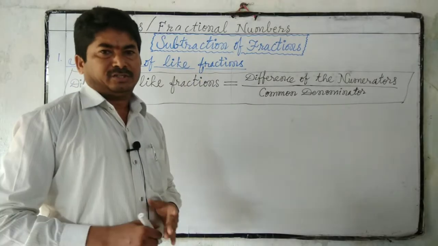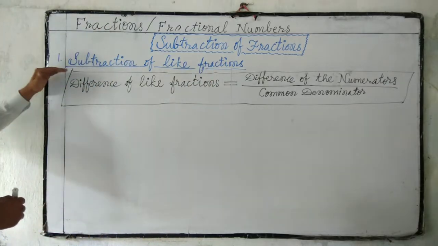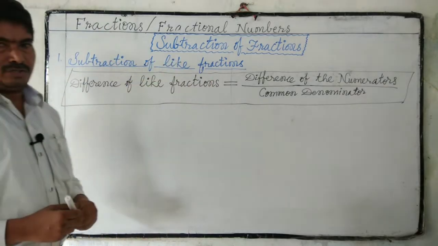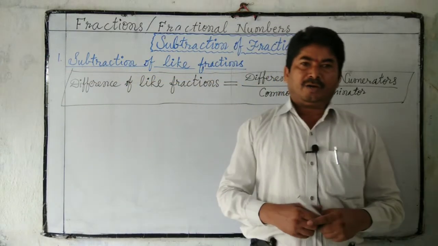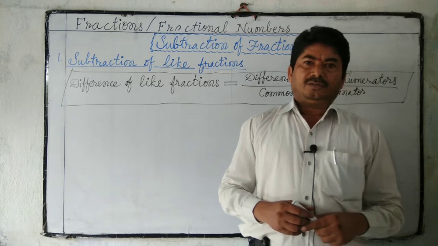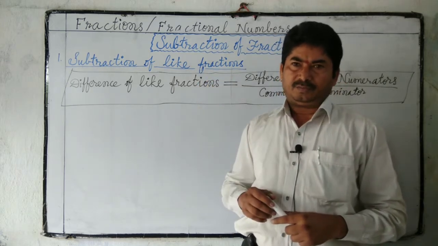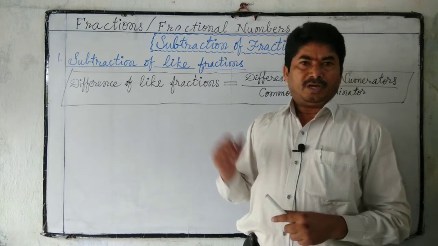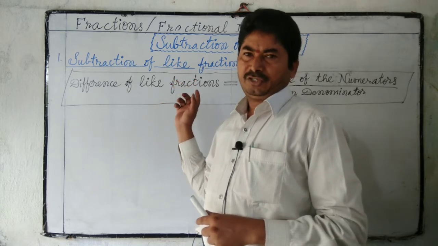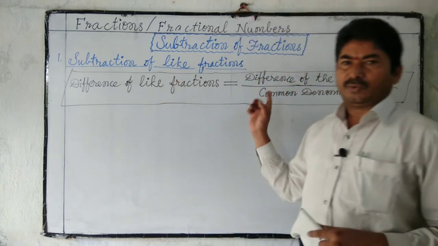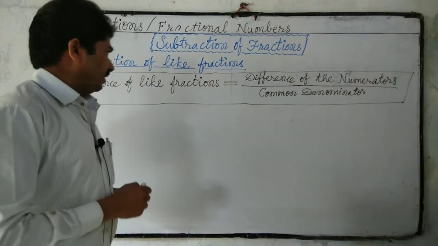Subtraction of fractions. In the subtraction of fractions, first is subtraction of like fractions. We already learnt addition of like fractions: sum of numerators by common denominator. Here also, the difference of like fractions is equal to the difference of the numerators by the common denominator. Let us see one example.